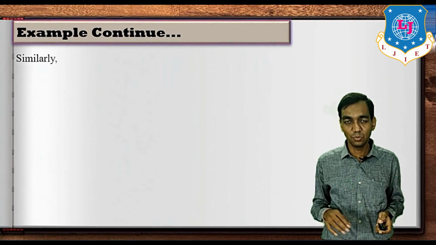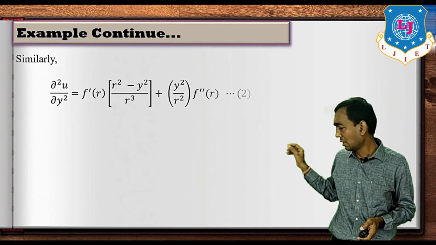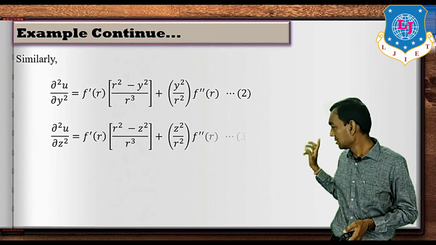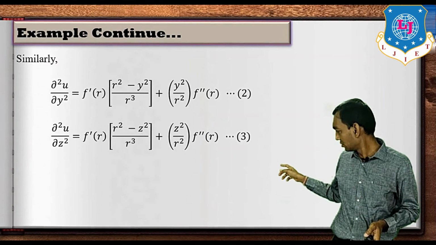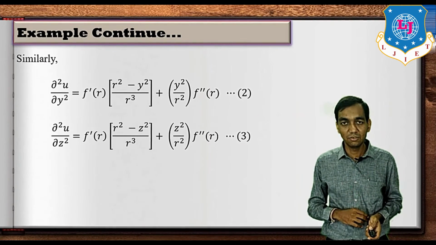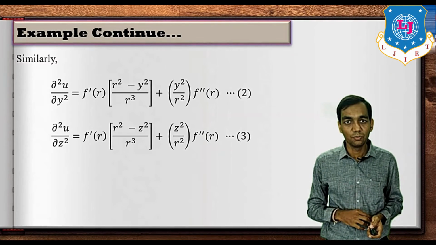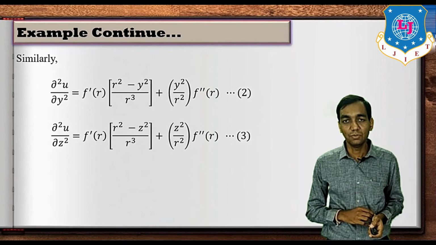In the same manner, del square u upon del y square will be f dash r into r square minus y square upon r cube, plus y square upon r square into f double dash of r. And in the same manner, del square u upon del z square will be f dash r into r square minus z square upon r cube, plus z square upon r square into f double dash of r.